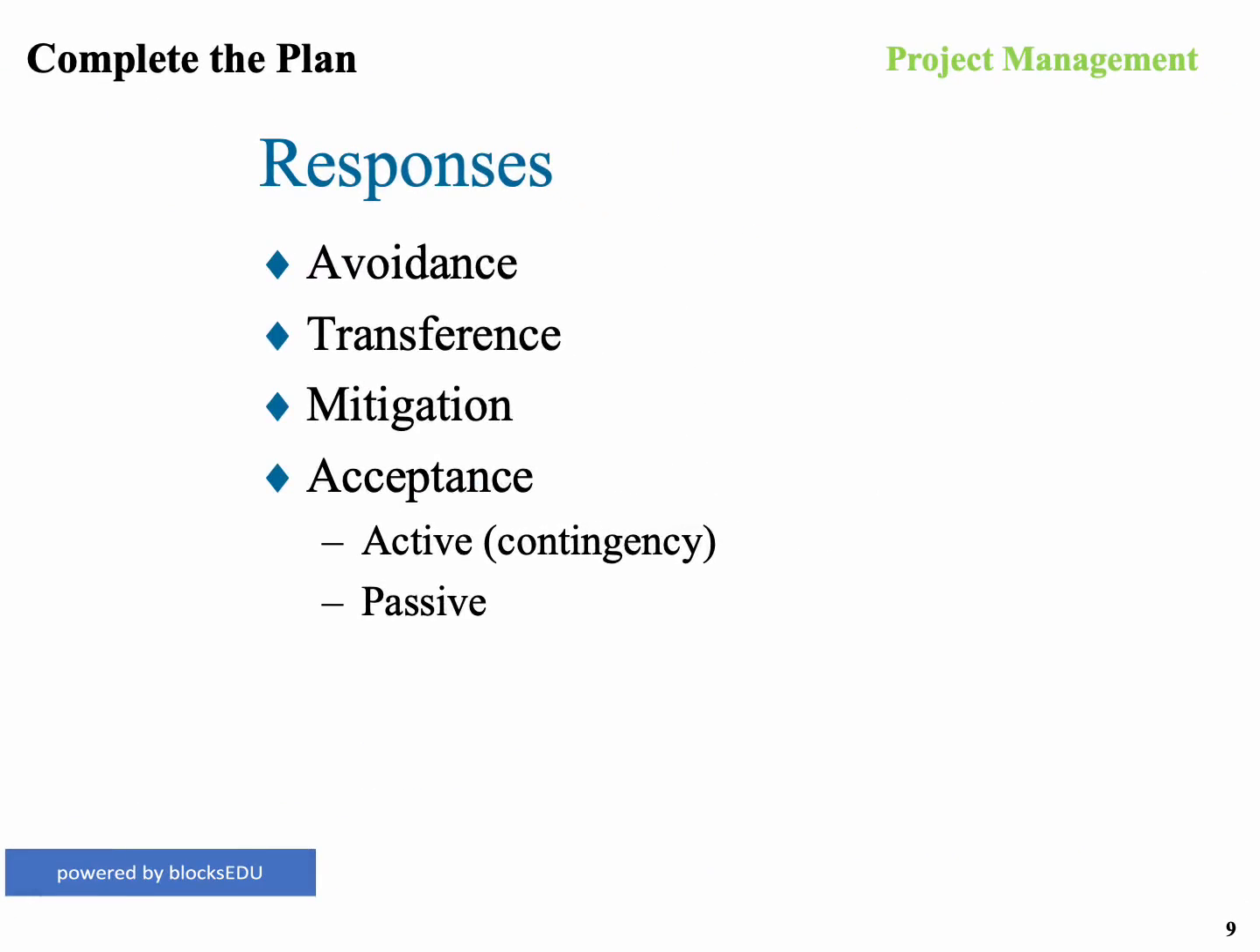So now we're going to look at some common responses to how you do risk planning. You can do avoidance. Avoidance basically means don't do whatever that task was that's too risky. Just don't do it. Replace it with some other tasks. Next thing is transference, where you can actually transfer that risk from your area to some other area.